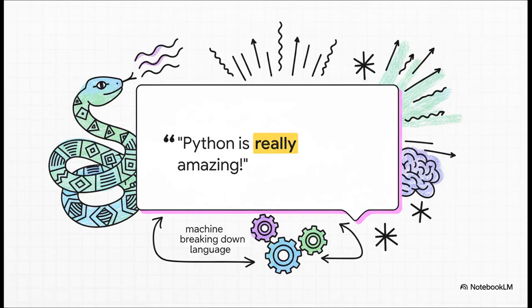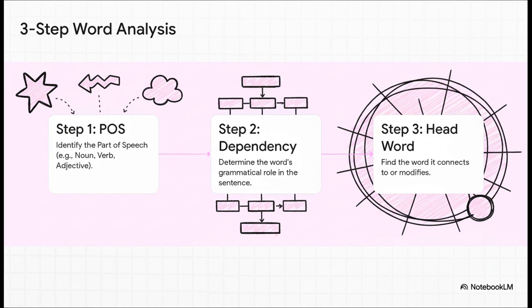To make this feel a bit more real, let's actually follow one sentence through this entire process. Our little test subject for today is, "Python is really amazing." So let's see how a machine tears this thing apart. For every single word, the machine does this little three-step dance. First, step one, it figures out the part of speech. Is it a noun, a verb, an adjective? Then, step two, it determines the word's actual job in the sentence. They call this its dependency. And finally, step three, it finds the head word, which is just the main word it's connected to.